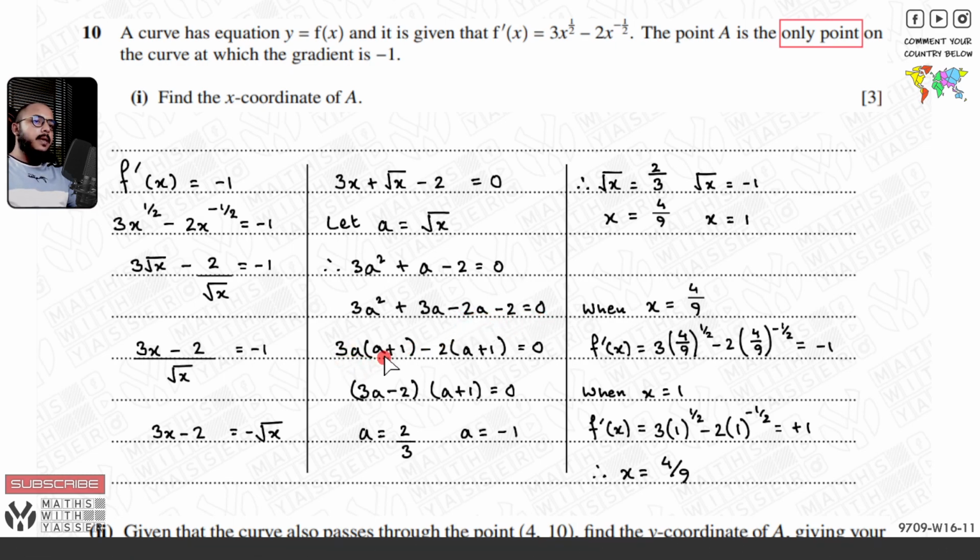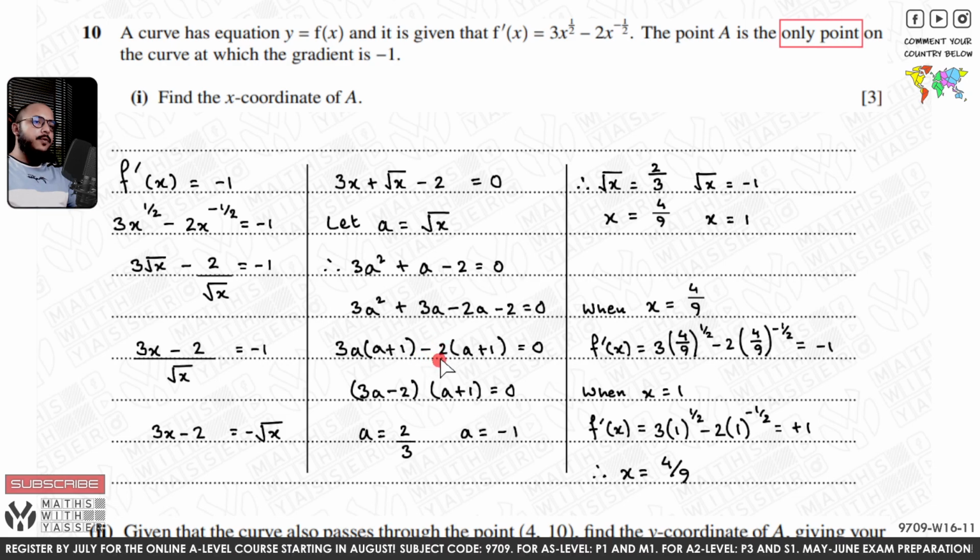Taking 3a common, we get a plus 1. And if we take negative 2 common, we get a plus 1 again, which is equal to 0. So 3a minus 2 and a plus 1 are the factors, which is equal to 0. Therefore, a must be 2 over 3 and a must be negative 1. That means square root of x is 2 over 3 and square root of x is negative 1. Now squaring both sides, we get x is equal to 4 over 9 and x is equal to 1.